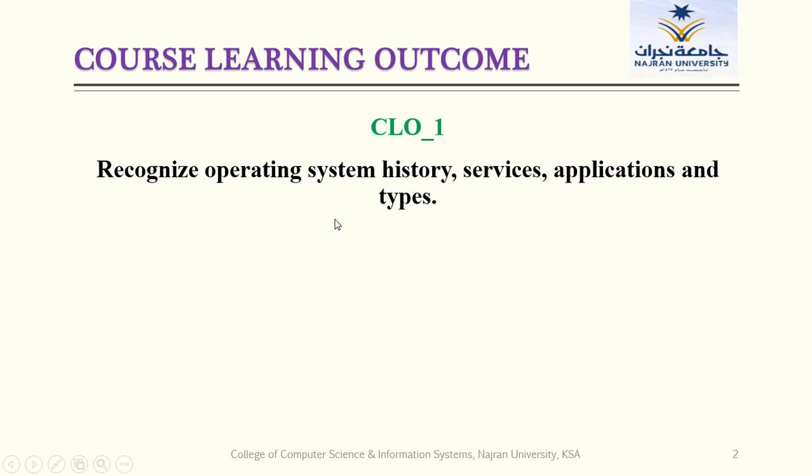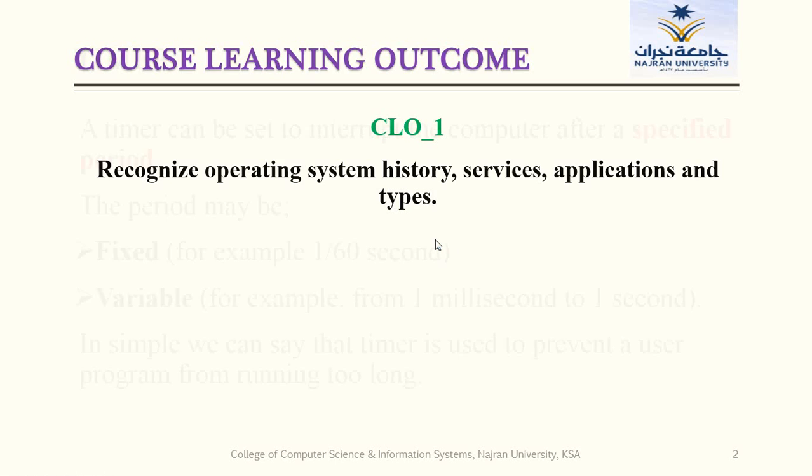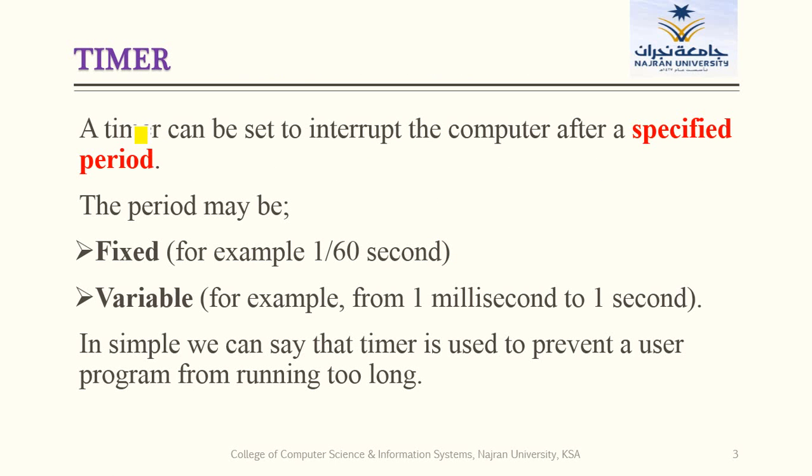In the first session we said that it was based on CLO number 1, which is to recognize operating system history, services, application and type, and we discussed the timer. A timer is used to interrupt the computer after a specified period, after some time. If we want to interrupt the computer, then we use a timer, and we have seen that this period can be of two types, fixed period or variable period.